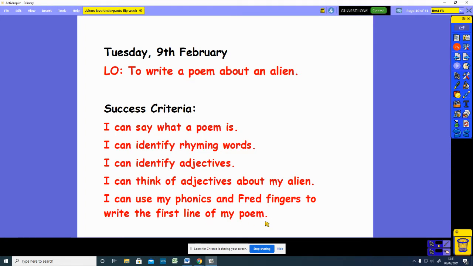So we're going to be doing quite a lot in today's lesson. We're going to be looking at what poems are. We're going to be recapping rhyming words and adjectives, because all of those things are things that we need in our poem.